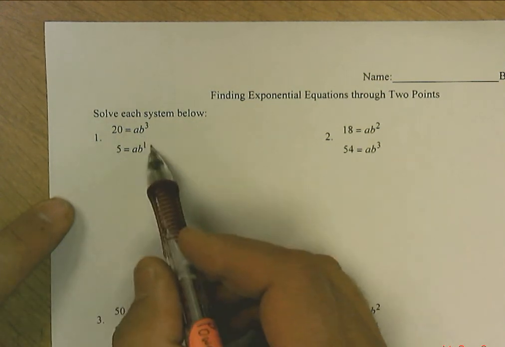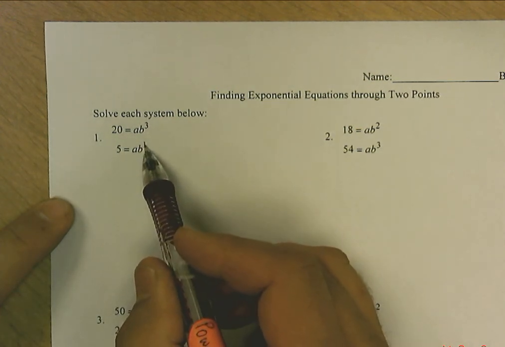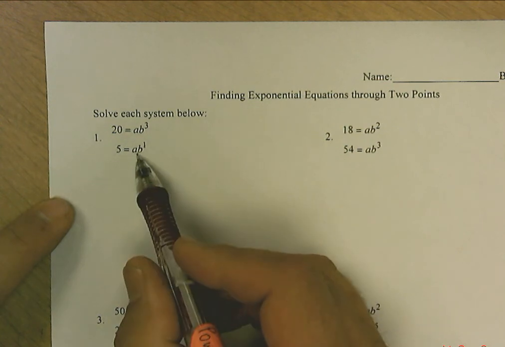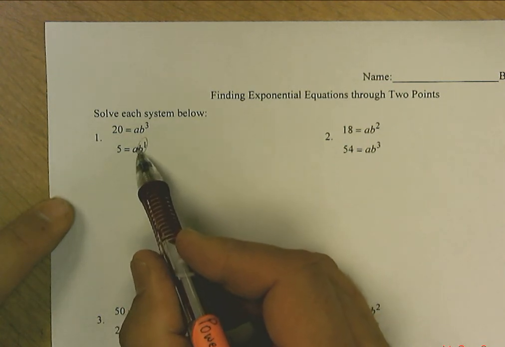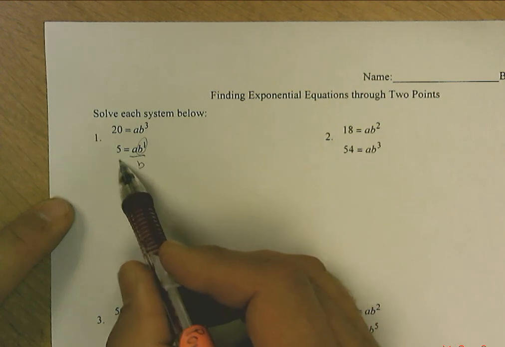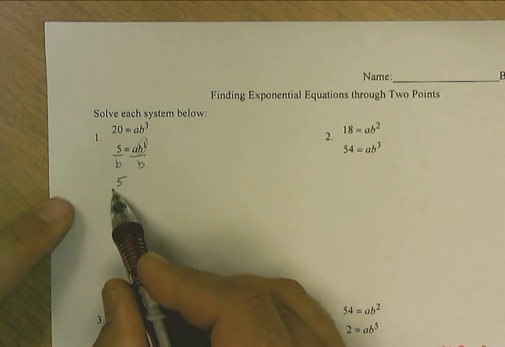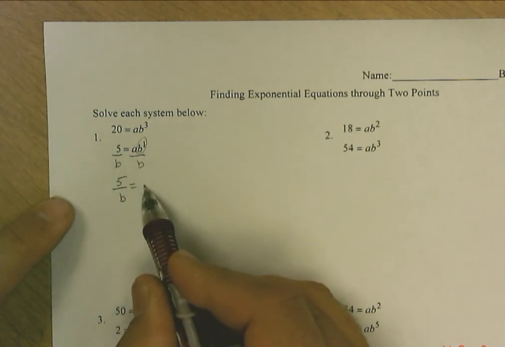So when I look at this equation, I'm picking this one because it's the simplest looking one. The exponent is the smallest. I need to get the a by itself. How do I get rid of this guy? Well, since they're multiplied to each other, I divide by b on each side. So that gives me 5 over b equals a.